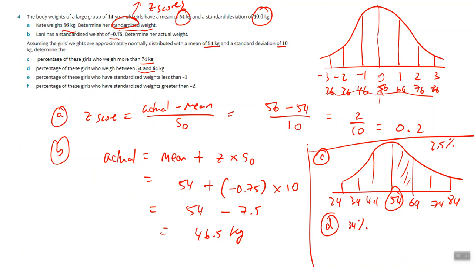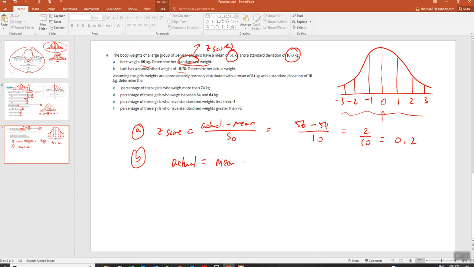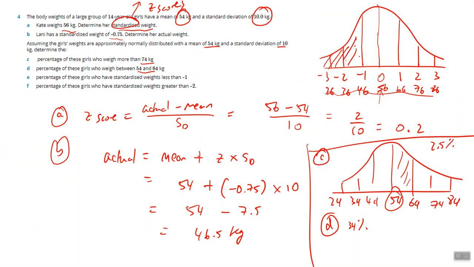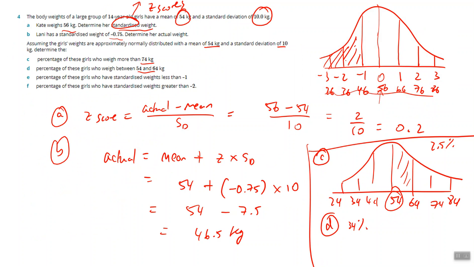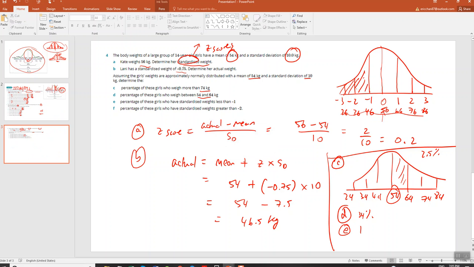E, girls with standardized weight less than -1. Okay, so this is a bit tricky because it's telling you in standardized weight. So in terms of standard deviations, less than -1 would be here. Oops, let's go back. Would be here. Okay, so that's one standard deviation to the left, and we want more than one standard deviation to the left. So let's go back to the bell curve. More than one standard deviation to the left would be here, so that would be 16%.